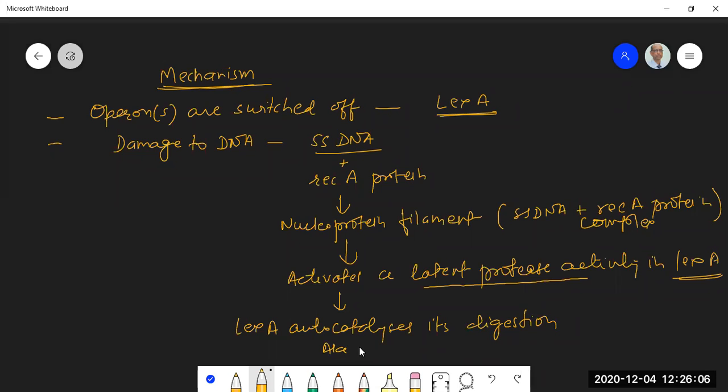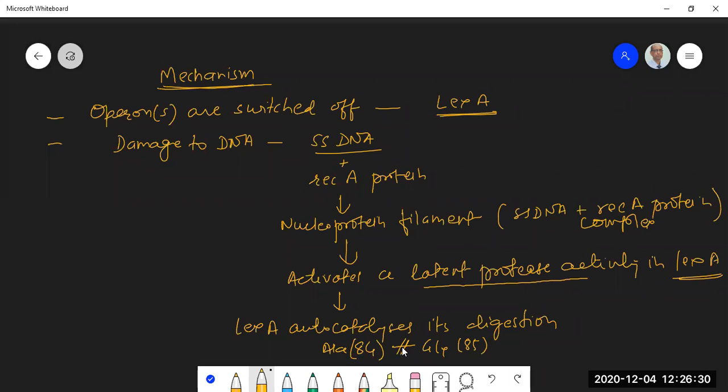Alanine 84 and glycine 85. The peptide bond between alanine at position 84 and glycine at position 85 is broken. As a result of that, the LexA vacates the operator position.